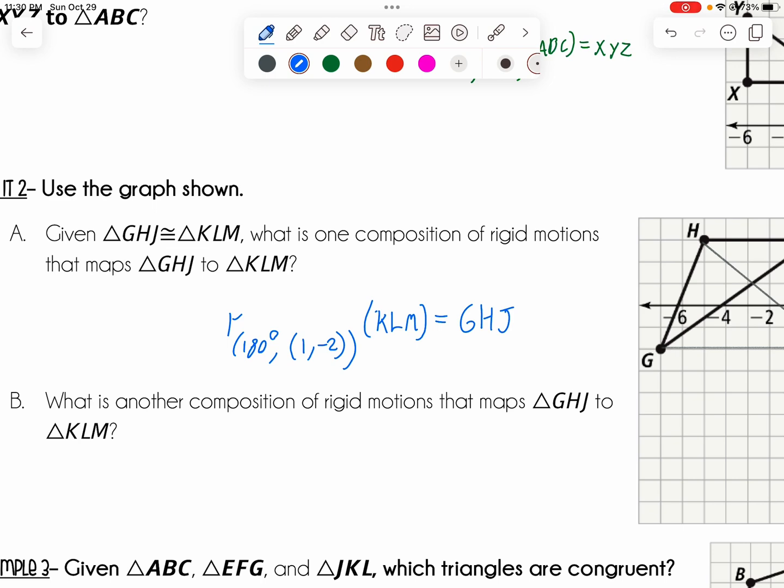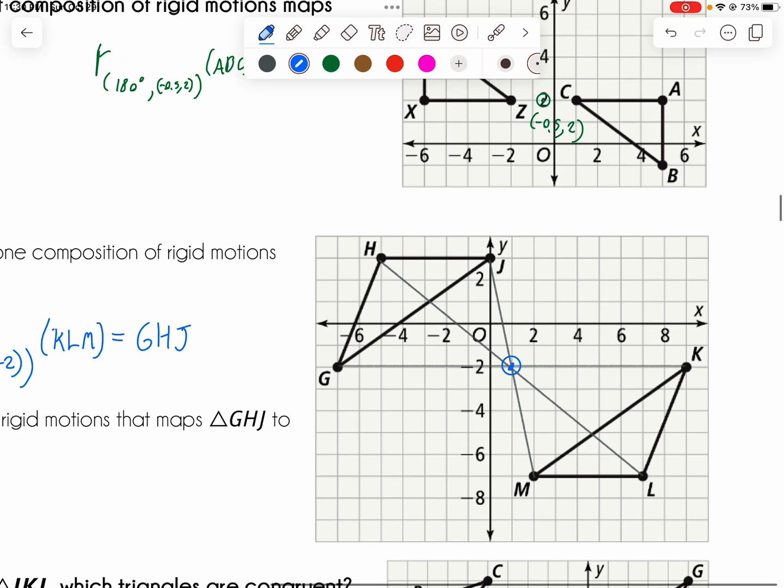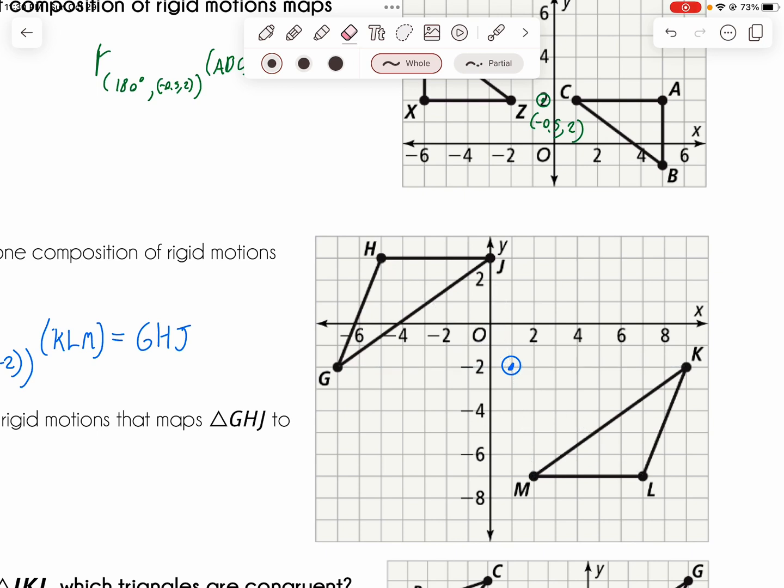What's another composition that'll also work? Take a second to see if you can find out another set. All right, let's see if you got it. Now, there are tons of different transformations that you can use. The one that I'm going to use next is, again, a double reflection.